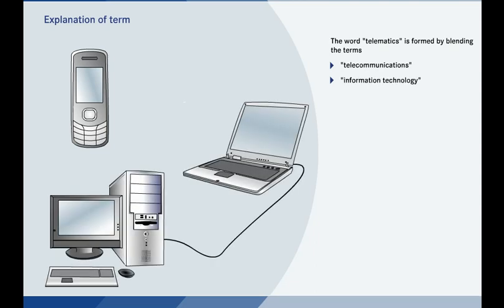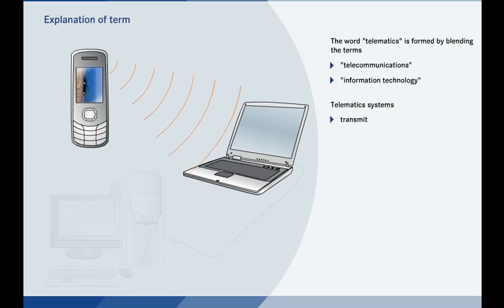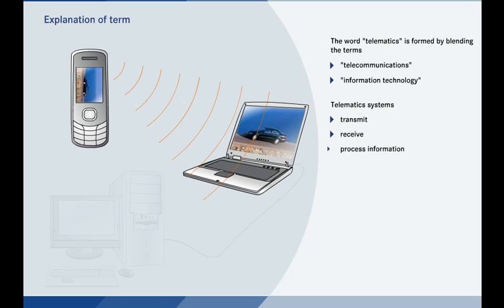Telematics is an artificial word. The term telematics is formed by blending the terms telecommunications and information technology. It refers to all wireless systems which transmit, receive and process information.